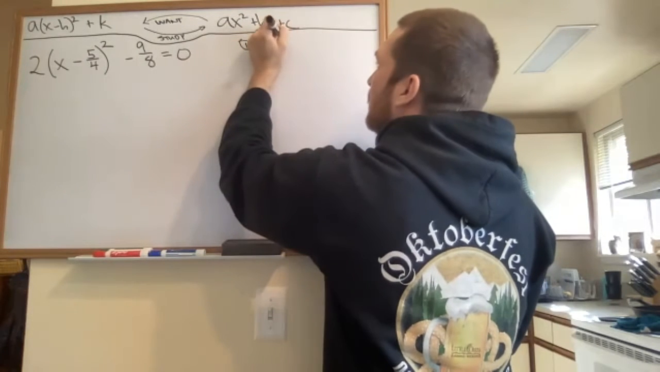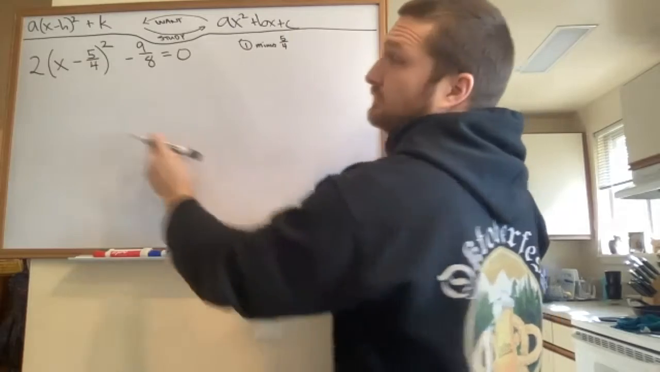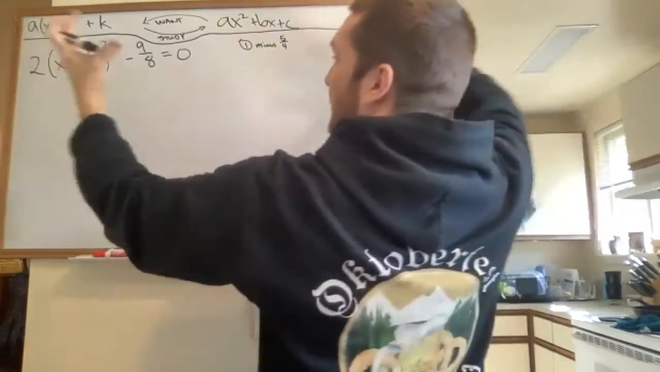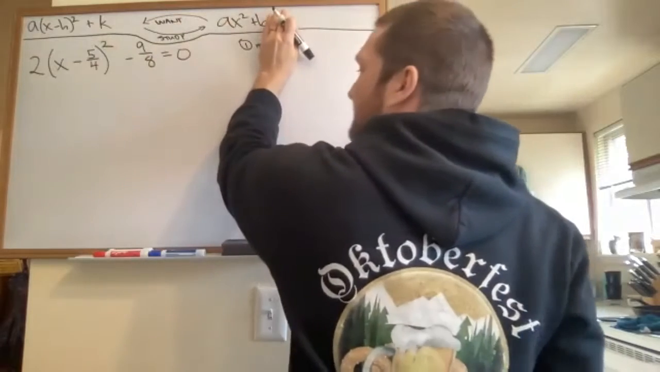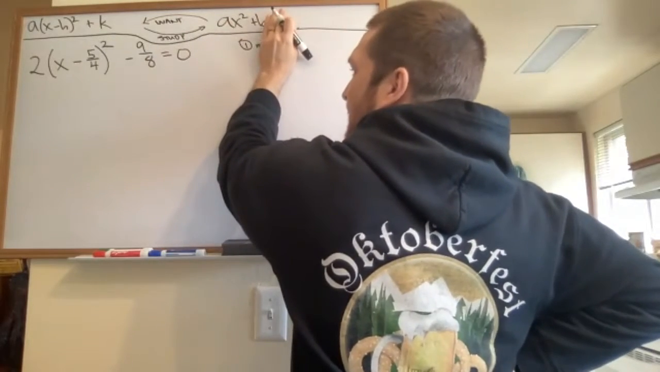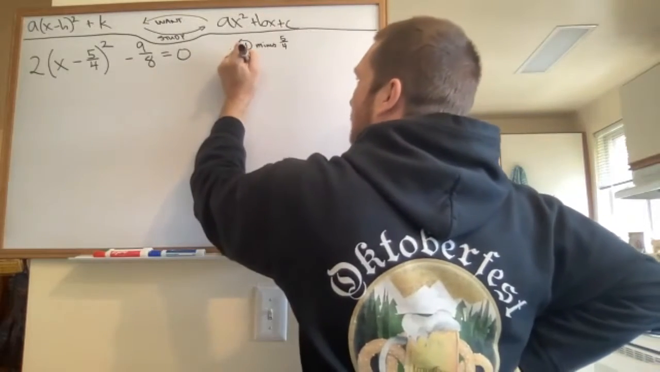It gets multiplied by 2. No, wait, hold up. All the way in. We got to look at inside the parentheses first. What happens inside the parentheses? You subtract 5. Wait, he gets 5/4 minus off of him. Okay.